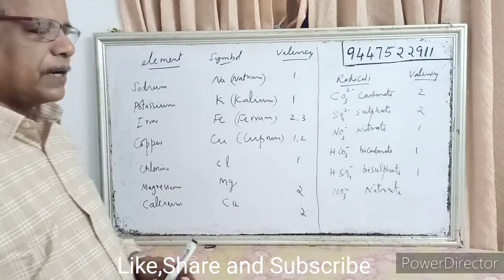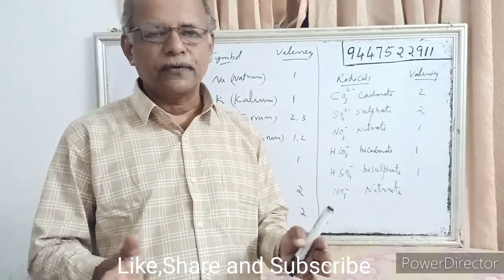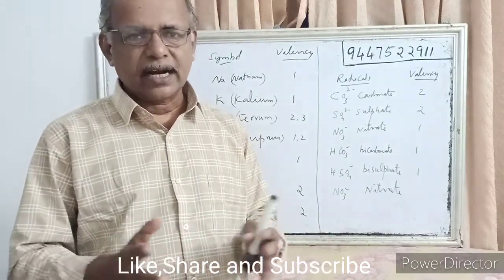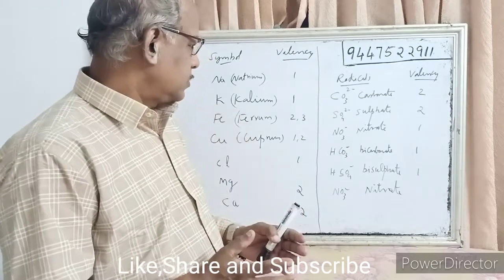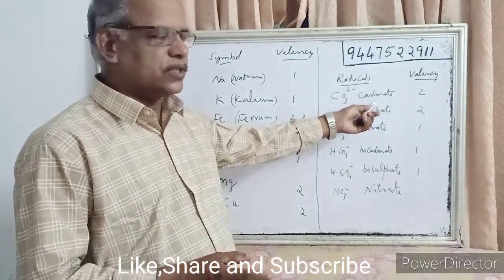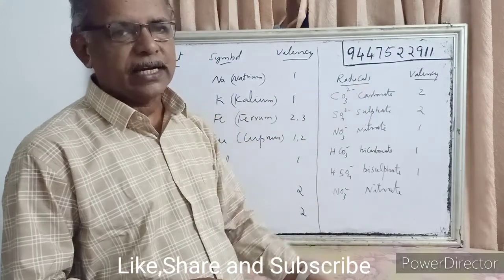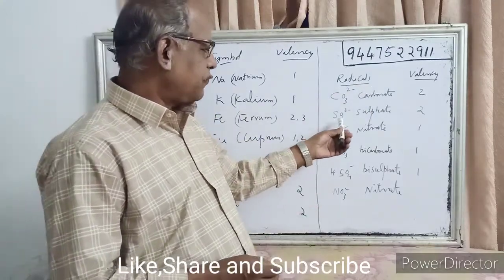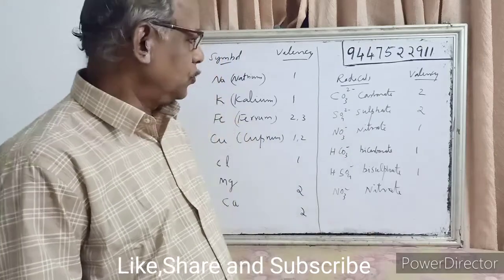Then we have to study some radicals. What is a radical? A radical is a group of atoms that occur collectively. For the radical CO3 2 minus, that is carbonate, its valency is 2. 2 negative charges, so valency is 2. Then SO4 2 minus, sulfate, valency is again 2.